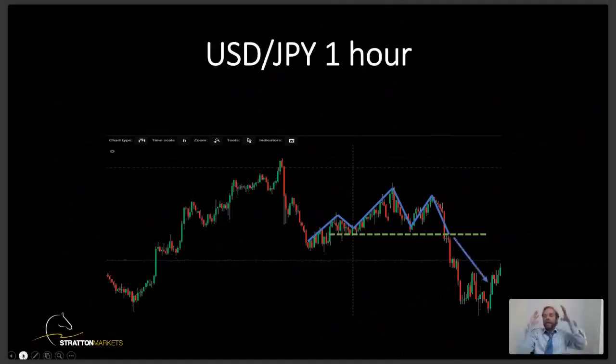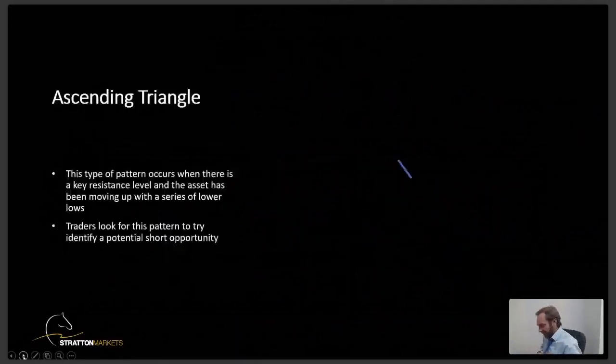Now, I'm going to be doing a whole different episode, a whole big episode on chart triangles later down the line. But for now, I want to introduce one particular triangle pattern. Like I said, I will do a whole episode on this. This is called the ascending triangle.